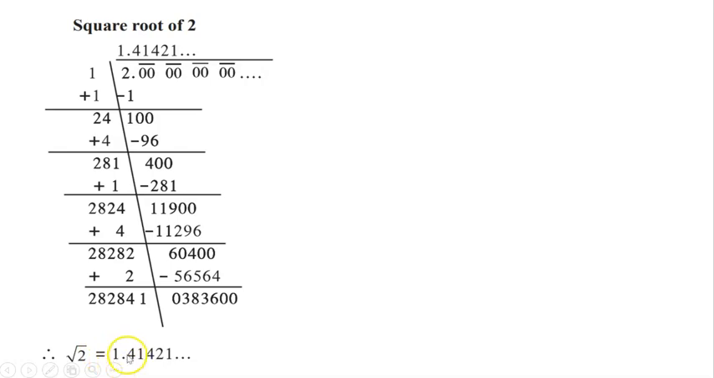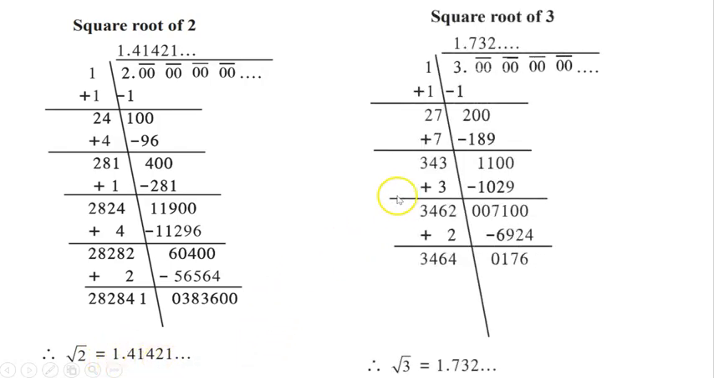as 1.41421 dash dash. Similarly, the square root of 3 here. Now see this here 3, and the pairs of zeros are here. Now the first, 3 is not a perfect square. The number which is a perfect square and which is less than 3 is 1 here. That is 1 into 1, then you will get 1. Okay, 3 minus 1, you will get 2. Again, we will add here the quotient, that is 1. 1 plus 1 is 2.